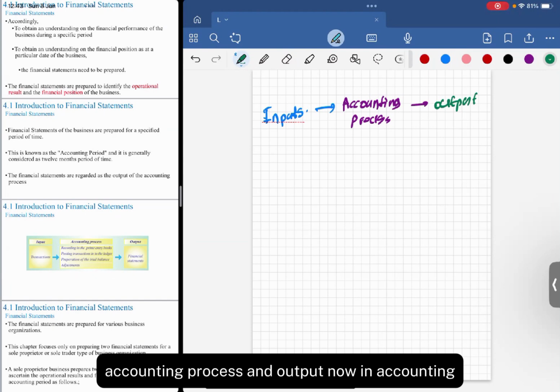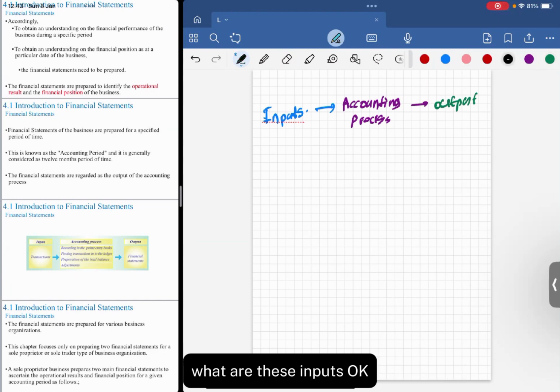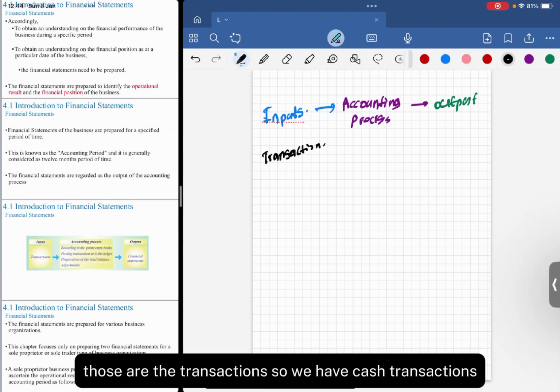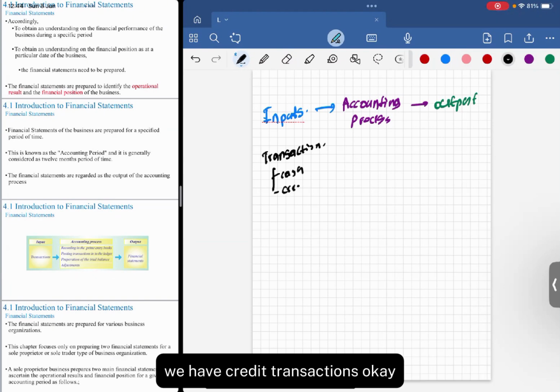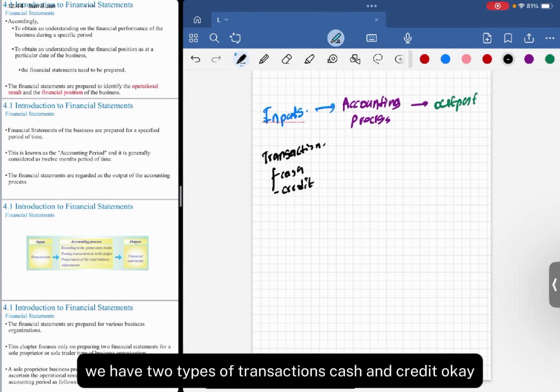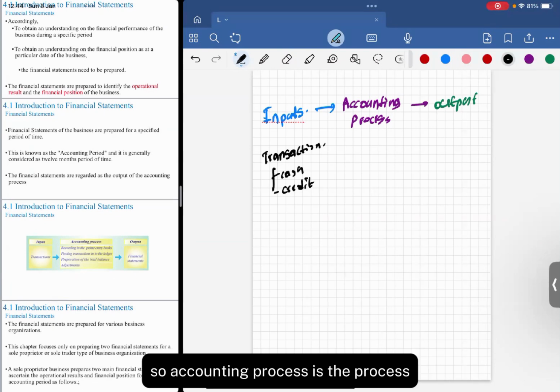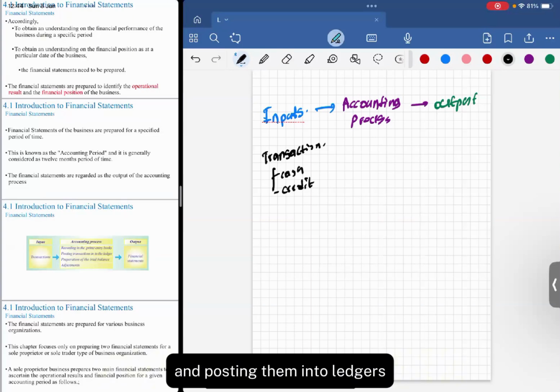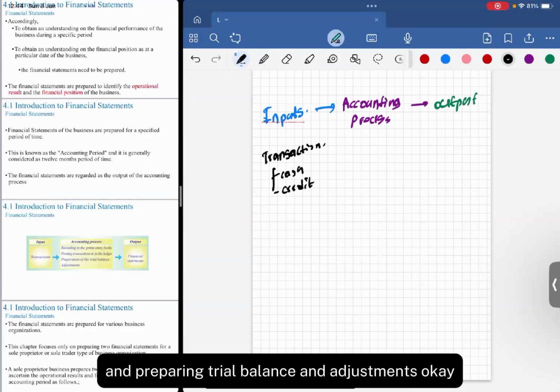Now in accounting, what are these inputs? Those are the transactions. We have cash transactions and credit transactions, two types of transactions. The accounting process is the process of recording the transactions in prime entry books, posting them into ledgers, and preparing the trial balance and adjustments.